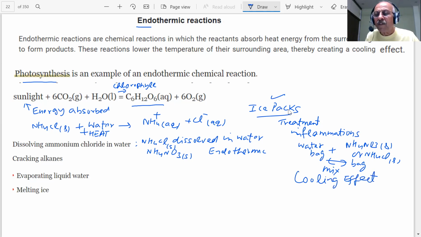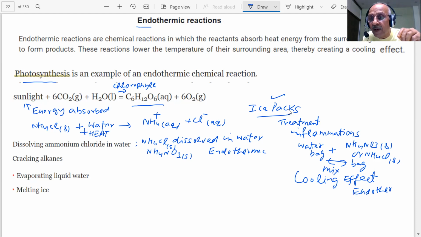And that is why, if on your knee there is some inflammation, some swelling, the doctor says, okay, use an ice pack. In the ice pack, what you will do? Water doesn't have that much cooling effect. So we are using, student, a chemical compound, ammonium chloride or ammonium nitrate. When it gets mixed up with water, it will absorb heat. This is an endothermic reaction, students.